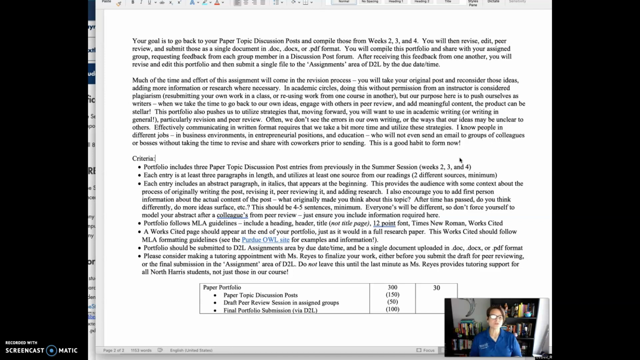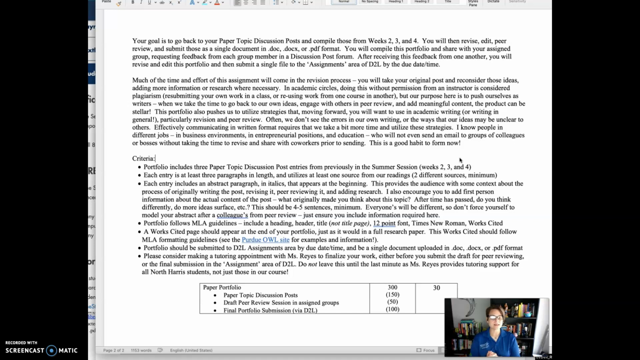I want you to note that in academic spaces, taking work from previously in the semester and resubmitting it is considered plagiarism. I know it's crazy that you can plagiarize yourself, but it's true. Or taking work from one class and passing it off in another class, that is also considered plagiarism, but I'm giving you permission to do so. I'm giving you permission to go back to that work and revise it for that final paper portfolio submission, okay?